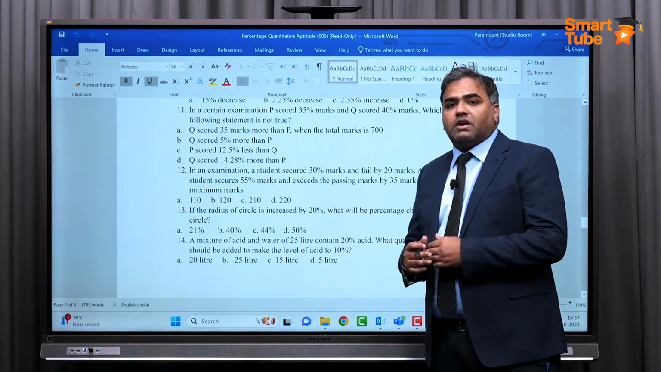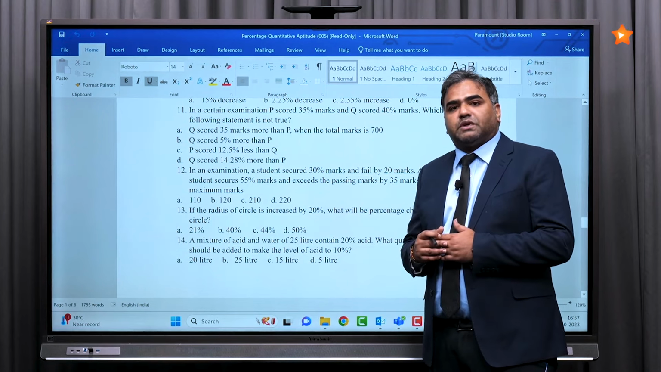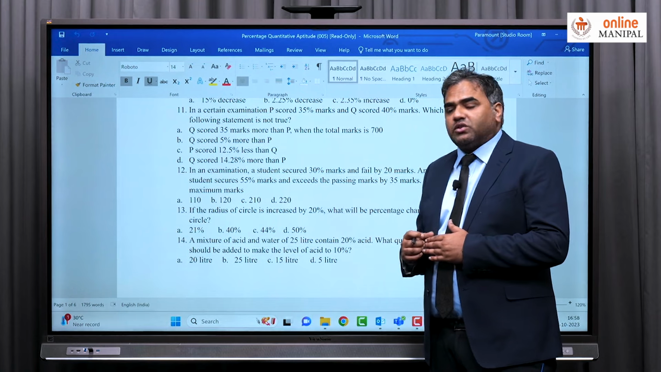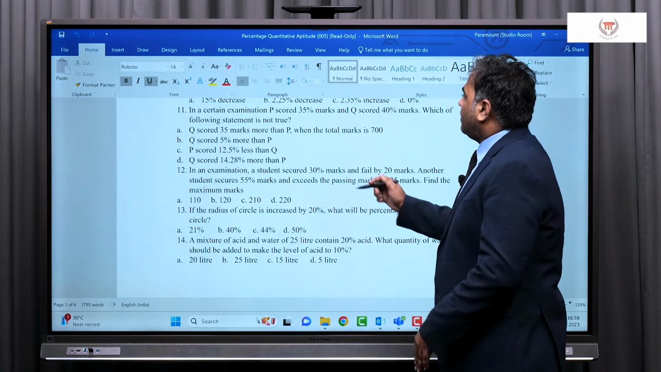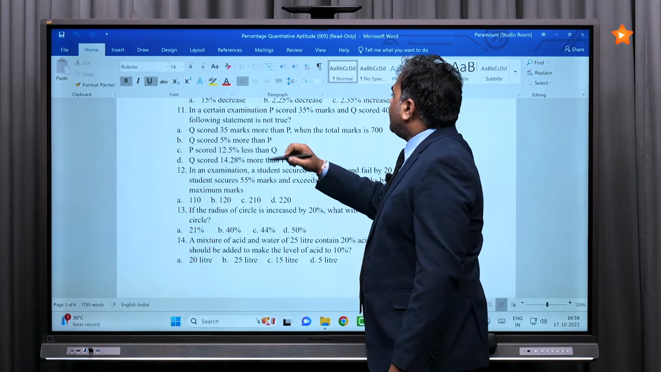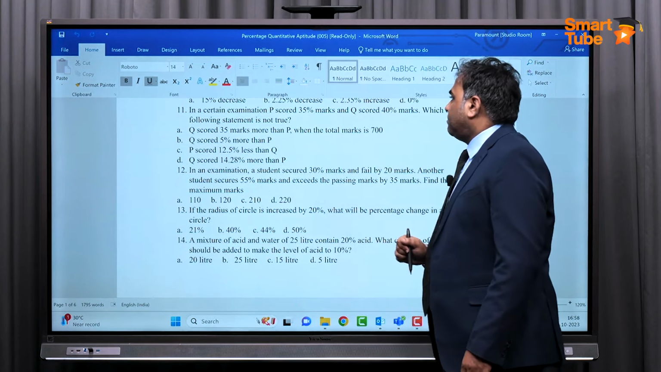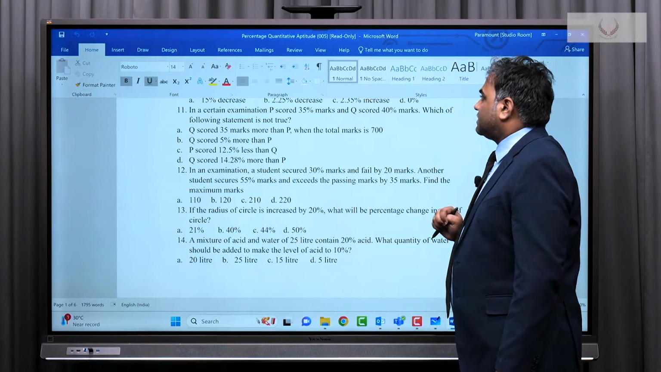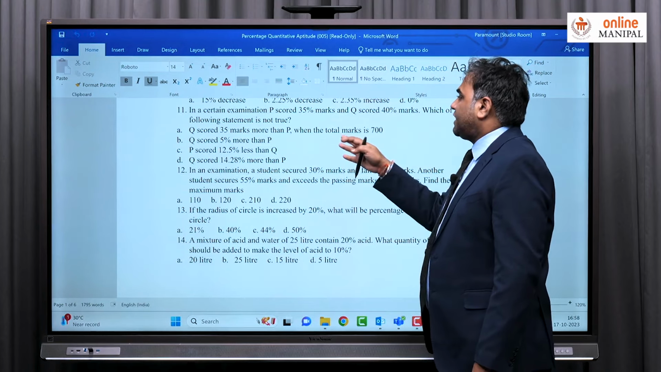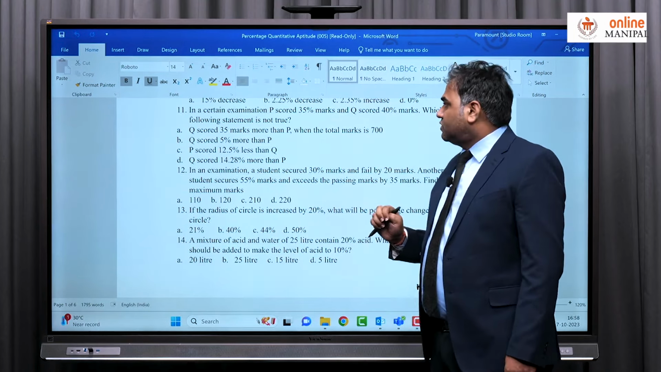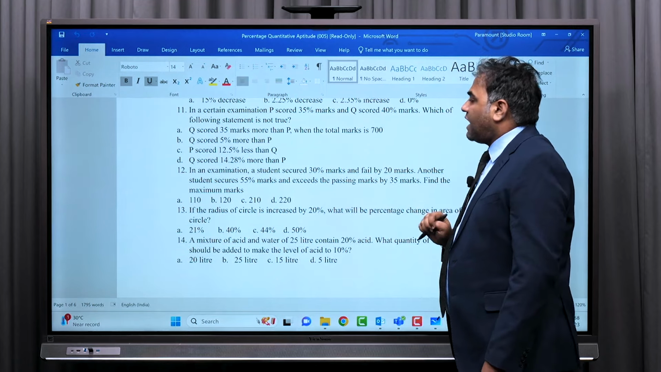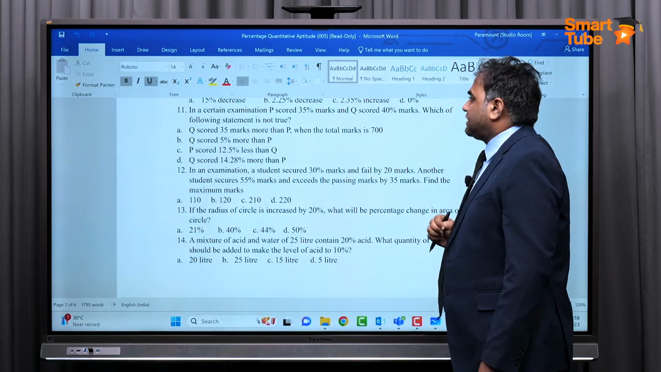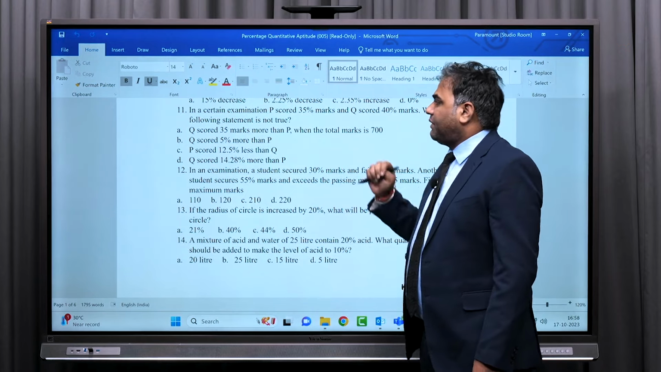So guys, I believe you still remember the concept of percentage, and now we have question number 11. In question number 11, there's a person called P, and P scored 35% marks, and there's another person called Q who scored 40% marks. The question is, which of the following statements is not true? Then see which statement is not correct.